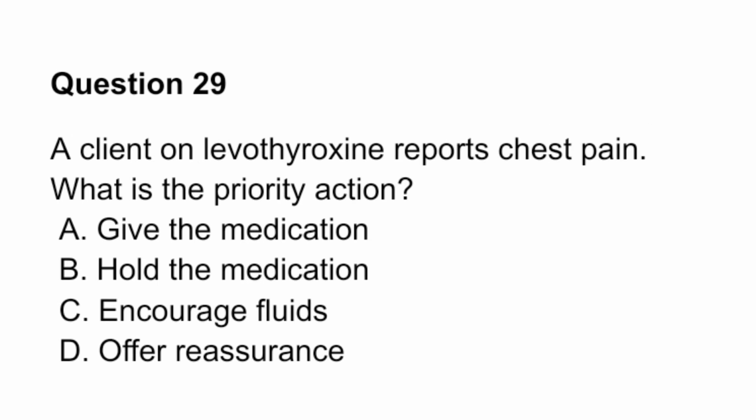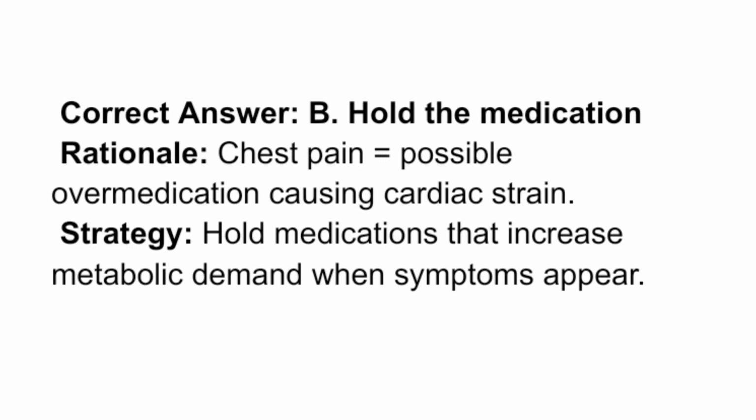Question 29. A client on levothyroxine reports chest pain. What is the priority action? A. Give the medication. B. Hold the medication. C. Encourage fluids. D. Offer reassurance. Correct answer, B. Hold the medication. Rationale, chest pain equals possible overmedication causing cardiac strain. Strategy, hold medications that increase metabolic demand when symptoms appear.